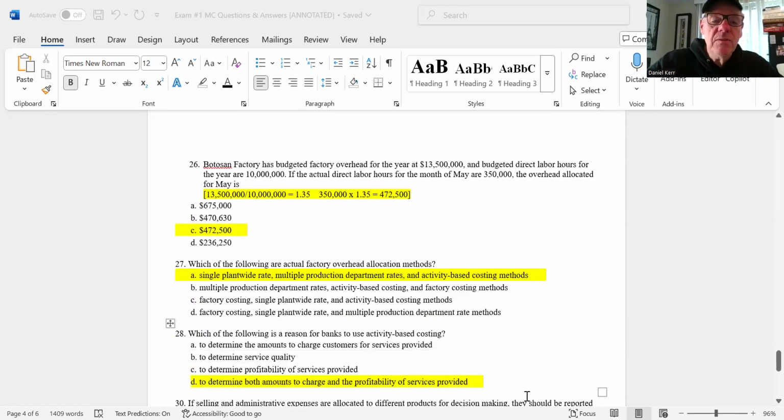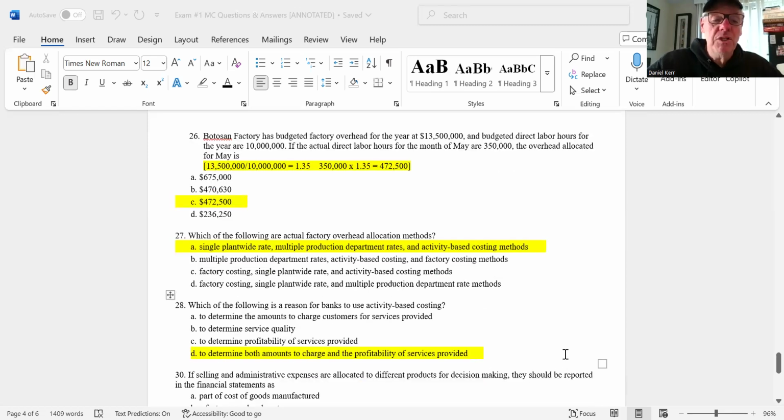28, which of the following is a reason for banks to use activity-based costing? Do they use it to determine the amounts to charge to customers? Perhaps. Determine service quality? Perhaps. To determine profitability of services? Perhaps. How about D? To determine the amounts to be charged and the profitability of services provided? Sounds like the best answer, so the answer there is D. Again, in multiple choice, always pick the best answer. 29, you all got right.